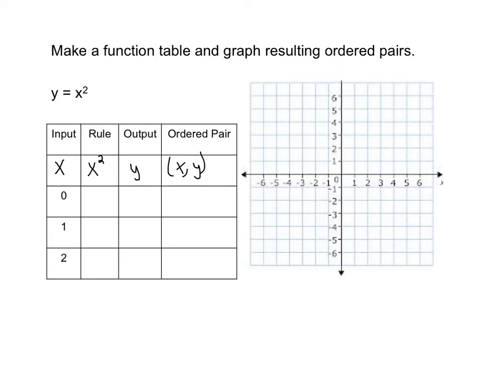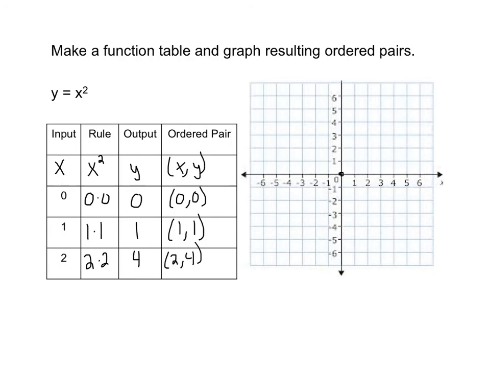So when we have 0 to the second power, we can either write it as 0 times 0, or you can write it as 0 to the second power. Either way, it would be 0. Ordered pair is going to be 0, 0. When x is 1, we have 1 times 1, which is going to be 1. So our ordered pair is 1, 1. When x is 2, we have 2 times 2, which would be 4. So our ordered pair would be 2, 4.